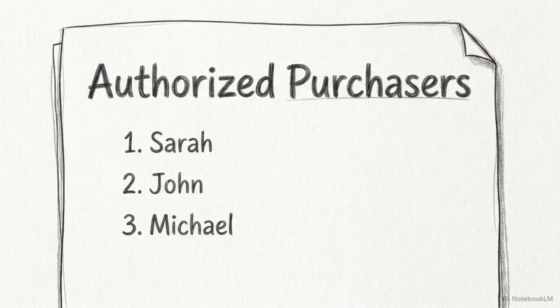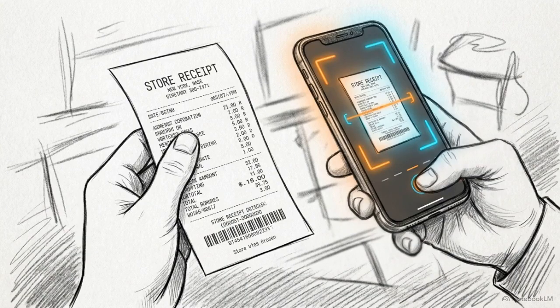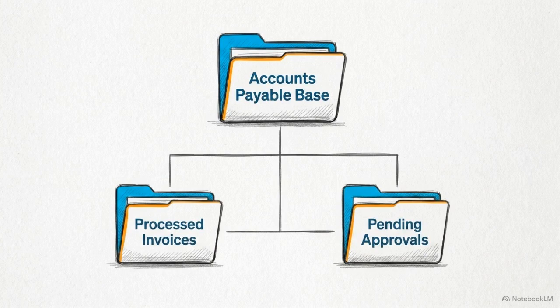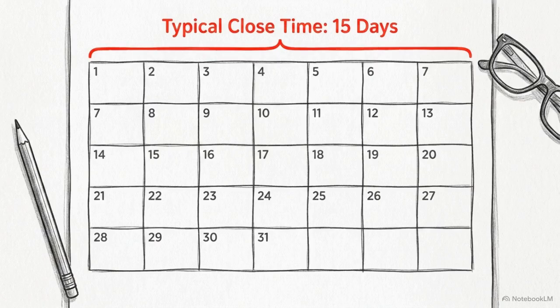Finally, write down the names of your team members who make purchases. They must strictly adhere to the same-day capture rule for all physical receipts. Centralizing your intake funnel guarantees no document is ever lost. It is the mandatory foundation for building an automated accounts payable system. We will finish the configuration in Section 2.5.